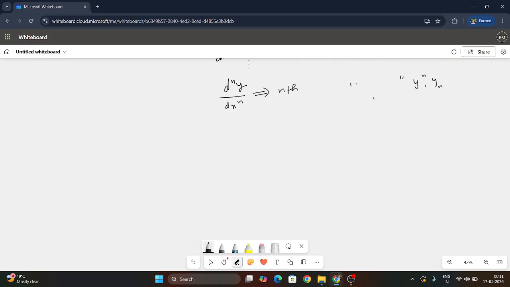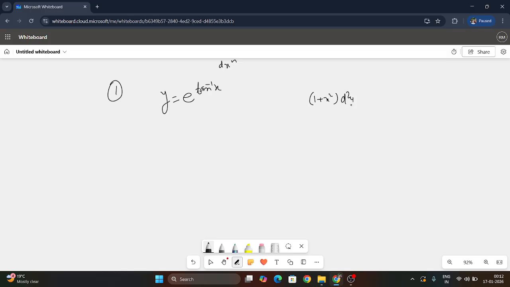Problem number one: y is equal to e to the power tan inverse x, and we have to prove that (1 plus x square) times the double derivative of y equals (1 minus 2x) times dy by dx. So write this question, and then we will prove it.